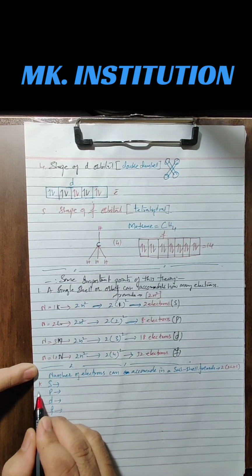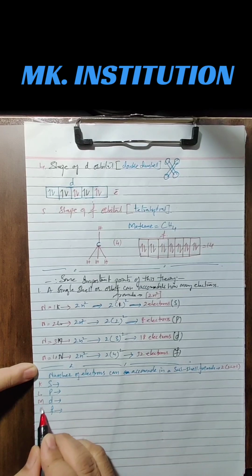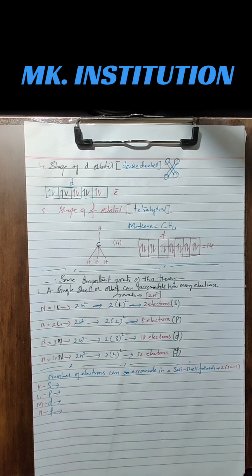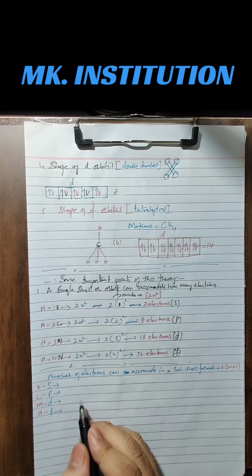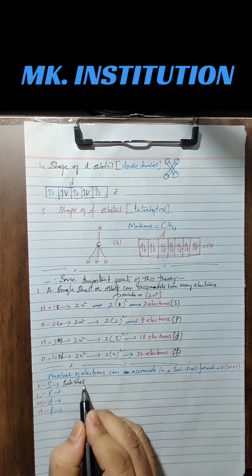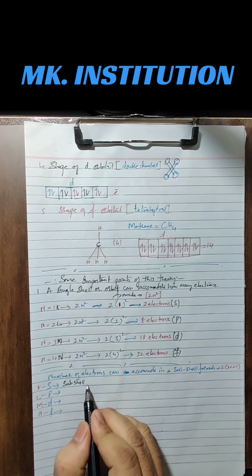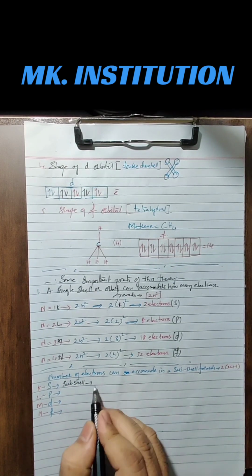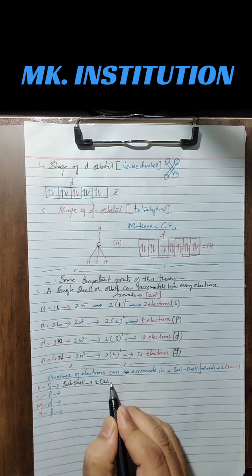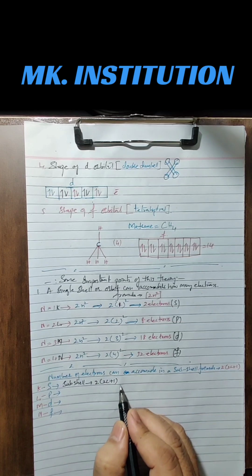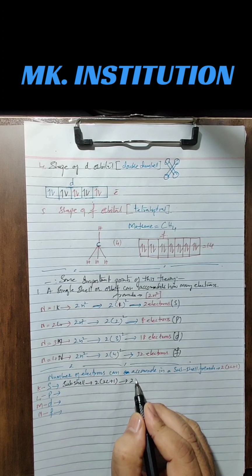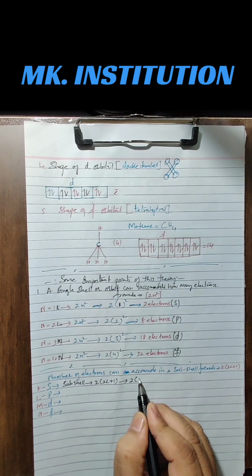K, L, M, N. Clear? These are the shells. These are the subshells. Clear? So the S subshell. Now apply the formula again. This is the formula, clear? 2 into 2L plus 1. Now on the S, how many electrons can accommodate there? 2 electrons can accommodate there. So 2 into 2.